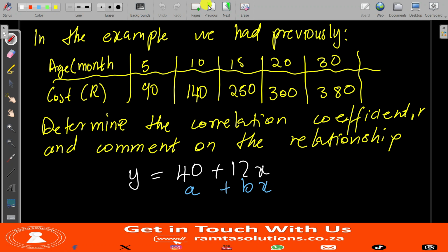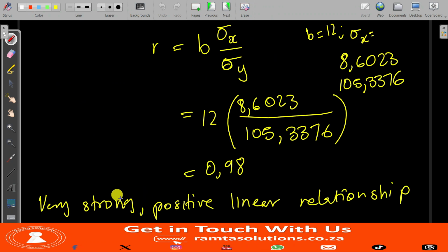So the more an equipment ages, or the more an equipment is in use, the higher the cost of fixing. This is another way of saying it, but generally you can say a relationship is very strong, positive, and linear. So it's a very strong, positive, linear relationship. Okay, and this is all that we have done in the first video.